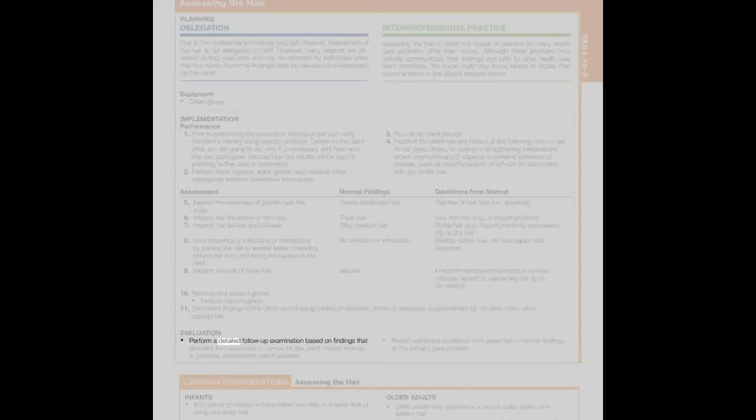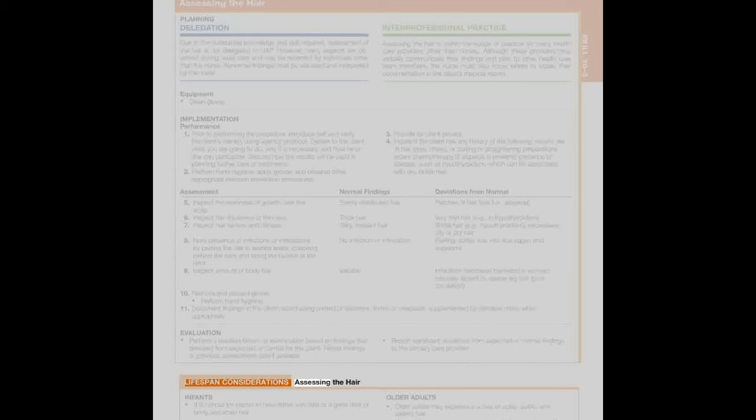Evaluation: perform a detailed follow-up examination based on findings that deviated from expected or normal for the client. Relate findings to previous assessment data if available. Report significant deviations from expected or normal findings to the primary care provider.